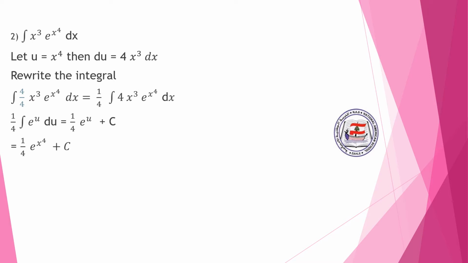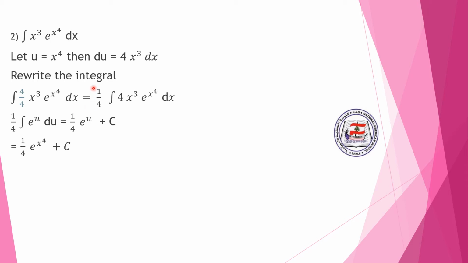In example 2, integral of x cubed e to the power x to the 4 dx. We need to take the substitution u equal x to the 4. So du is equal to 4x cubed dx. We have a missing value, which is 4, so we multiply and divide the expression by 4, and we get integral 4 over 4 x cubed e to the power x to the 4 dx.